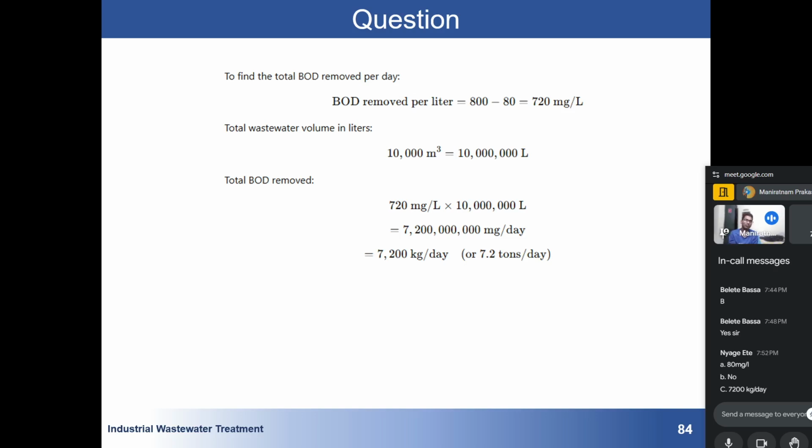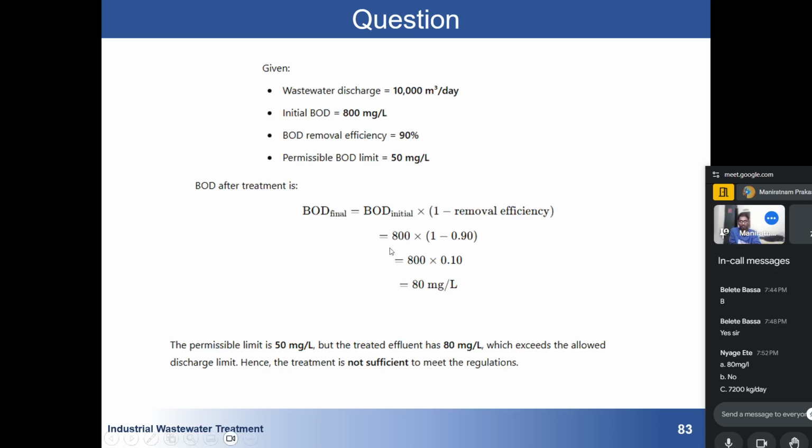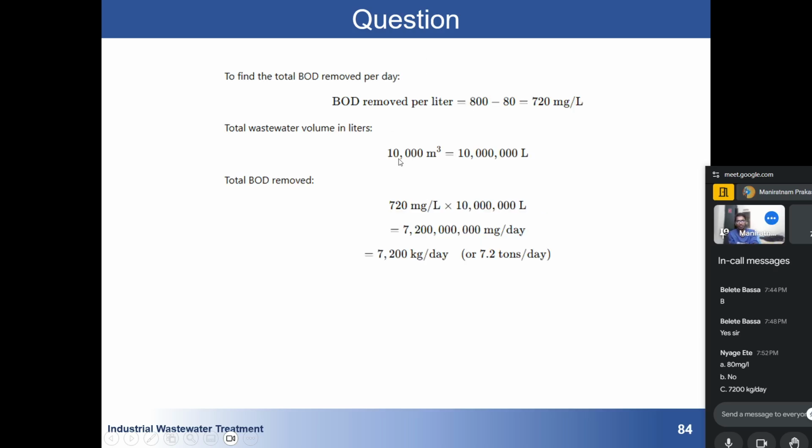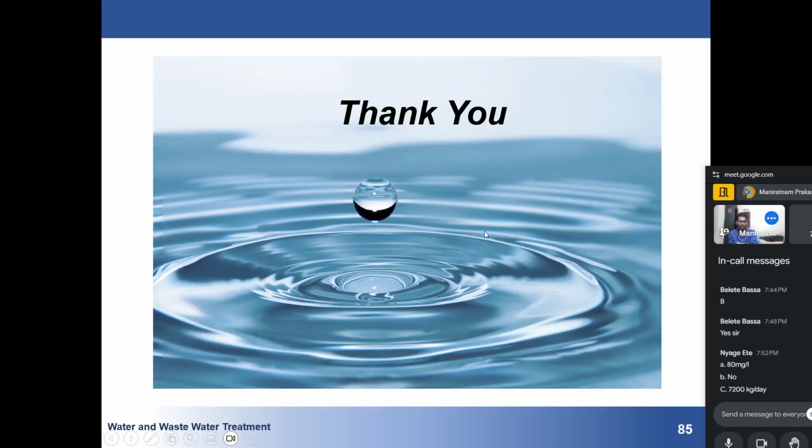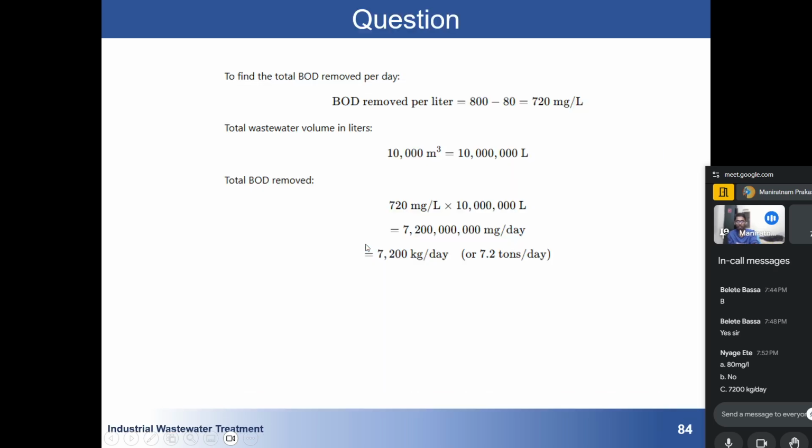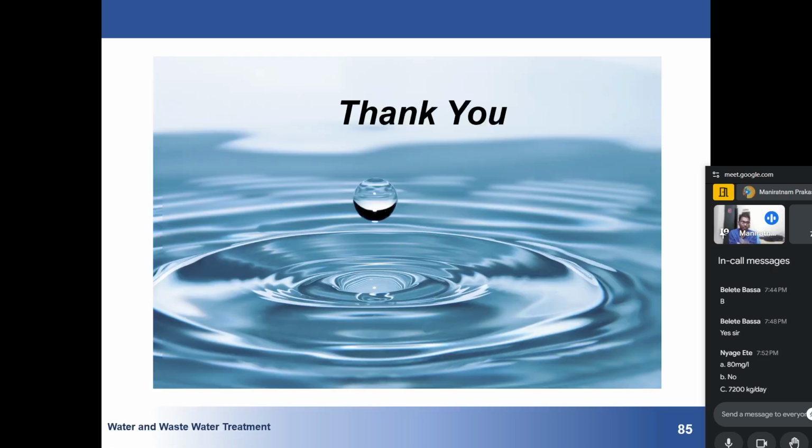I hope everyone has solved it. See, the question was very simple. You just have to multiply. This much meter cube is equal to this much liter. Then liter will be multiplied, liter gets cancelled out, and here the unit is liter per day. So milligram per day, and this 10 to the power 6 converts it into kg, and finally we have 7200 kg per day. Anyone have any doubt? This was the last question.